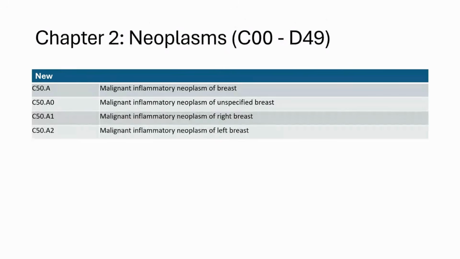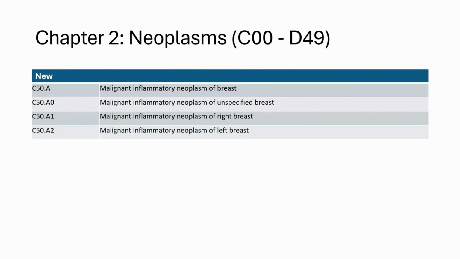A couple of new codes in our Neoplasm section. Cancer coding tends to change when there's a focus on a new therapy approach, or we're aligning better with tumor classifications. This year doesn't overhaul the entire structure. We just saw a few updates to reflect committee decisions about improving specificity for research and registry purposes. So we now have some different codes for malignant inflammatory neoplasm of the breast, and of course, laterality: right, left, and unspecified.